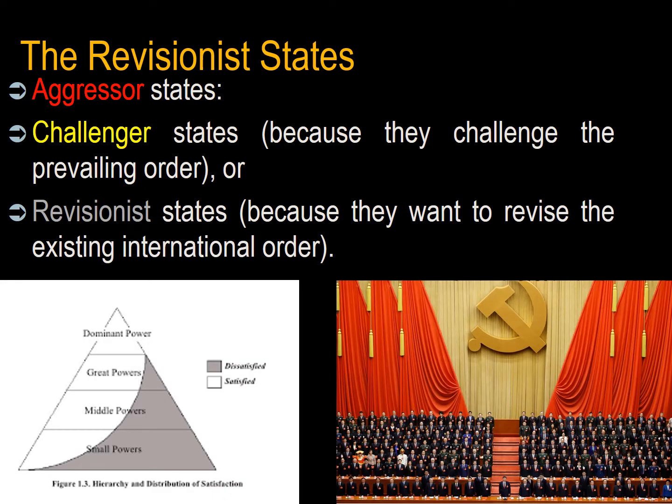Now, aggressor states we would term the challenger state because they're challenging the prevailing international order. Or we also call them revisionist states because they want to revise the international order. Here you can see the pyramid of the distribution of states in an international system. Typically, the challenger and revisionist states would be the dissatisfied states in gray, and they tend to be not the powers at the top of the pyramid, but down somewhat and in a position to challenge the dominant power.